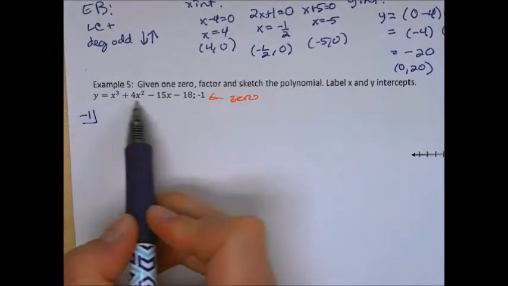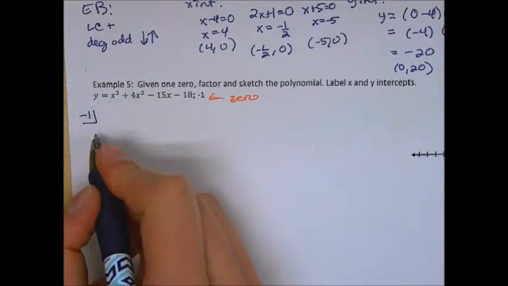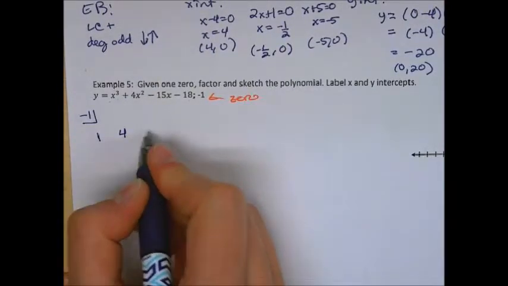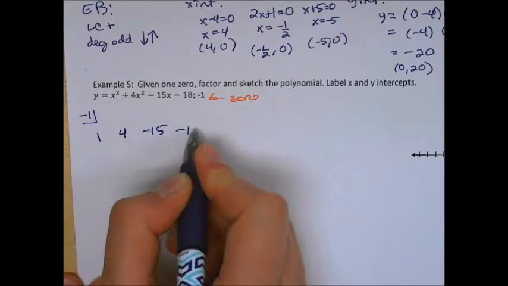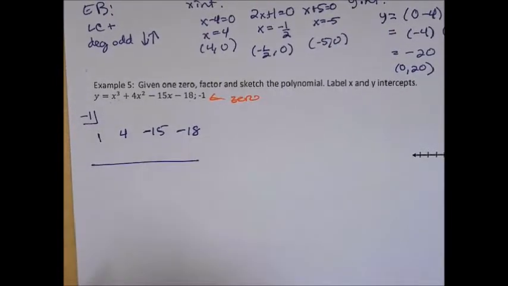Are we in descending order? 3, 2, 1, 0? Yes. So let's go ahead and write them down. 1, 4, negative 15, negative 18. Go ahead and pause the video so that you can do your synthetic division and try it.